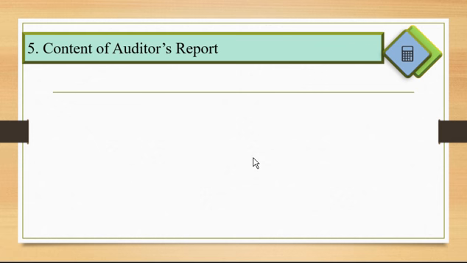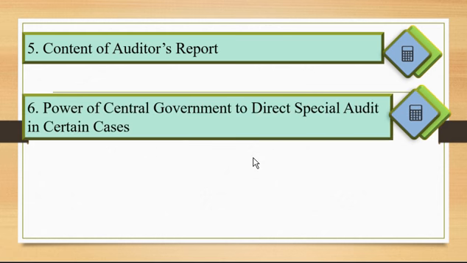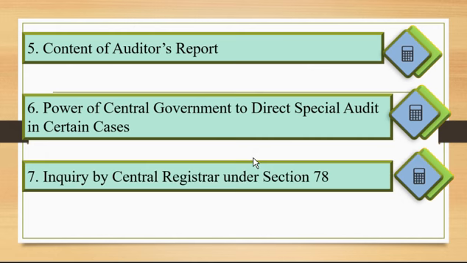Then the sixth point is power of central government to direct special audit in certain cases. Under section 77, where the central government is of the opinion that the affairs of any multi-state cooperative society are not being managed in accordance with self-help and mutual aid and cooperative principles or prudent commercial practices or with sound business principles.